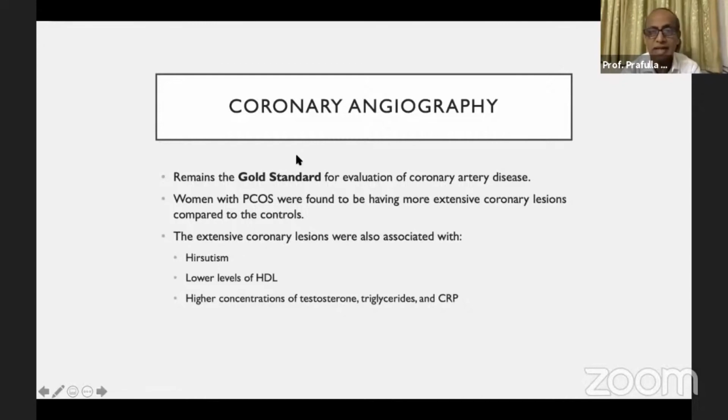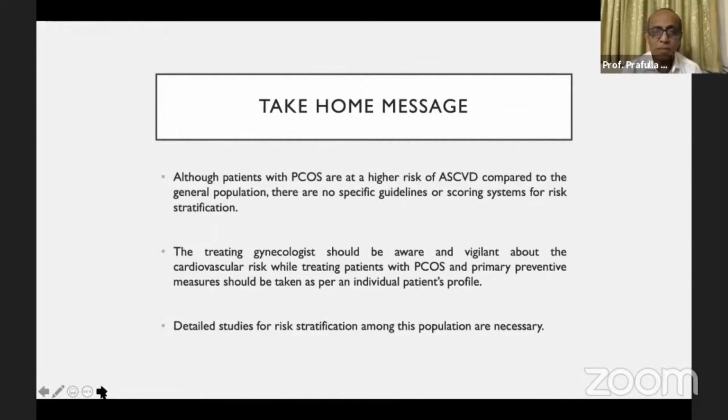However, on the basis of coronary angiographic studies, the standard PCOS features such as hirsutism, lower levels of HDL, or higher concentrations of TG are all associations that have been described. So finally, the take-home message here is that although patients with PCOS are at higher risk of ASCVD compared to the general population, as was pointed out so well by my previous speaker also, there are no specific guidelines, and our existing scoring systems do not put PCOS yet as a risk enhancer, if not as part of the traditional calculated risk factors.